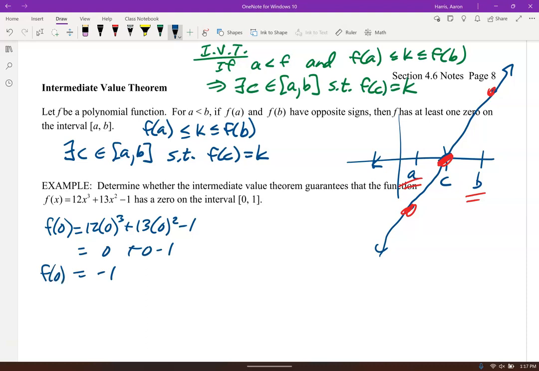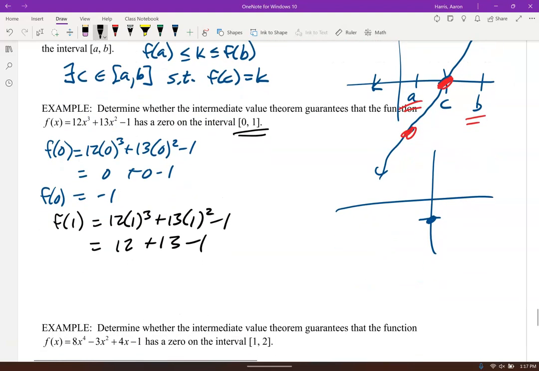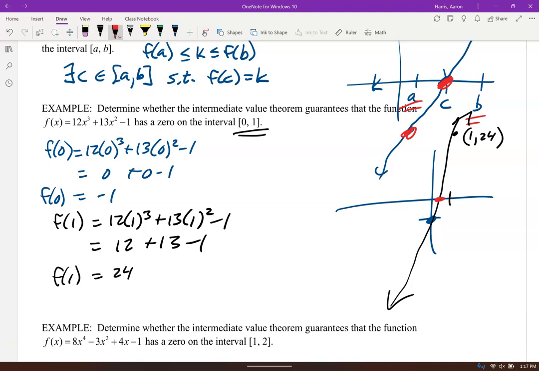Negative 1. Okay, so f of 0 is negative 1. So this is saying I hit right here. Now let's go ahead and find f of 1, the other end of the interval, right? I'm going from 0 to 1. So it looks like I got 24. So f of 1 is way up here. I got 1 comma 24, right? Well, this is a polynomial, so it's got to go through smooth and continuous. So we know it's got to hit. The intermediate value theorem is guaranteeing the existence of a 0.